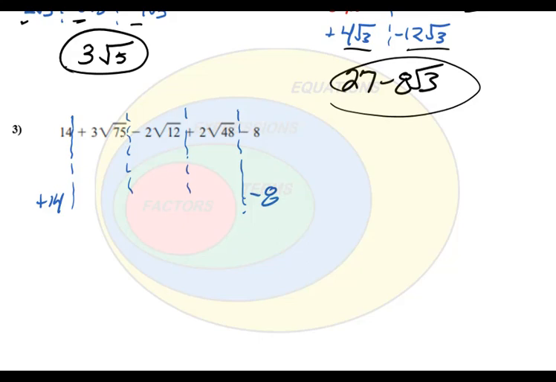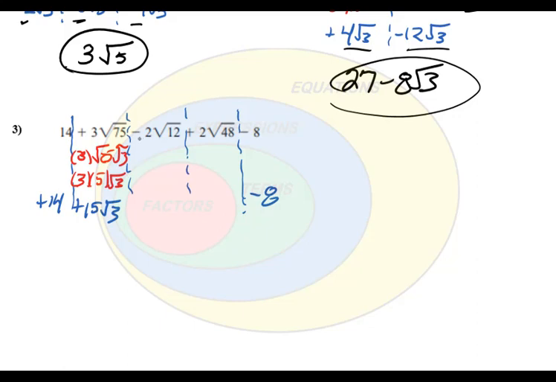So can we simplify the factors in the second term? So we have a factor of 3. The square root of 75 is the square root of 25 times the square root of 3. So this would be 3 times the square root of 25, which is 5, times the square root of 3. So this second term would be a positive 15 square root of 3.